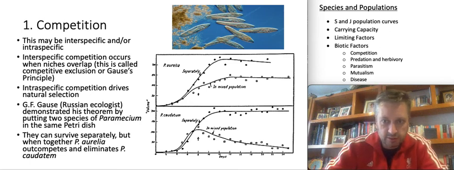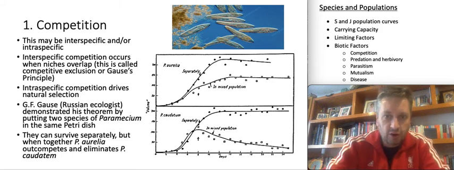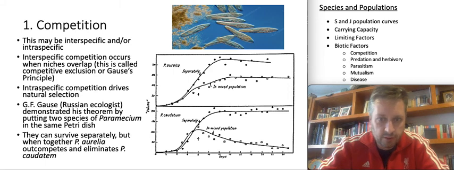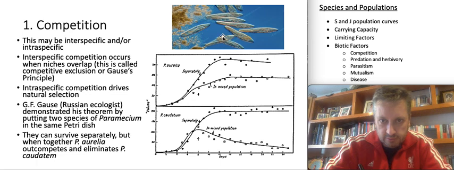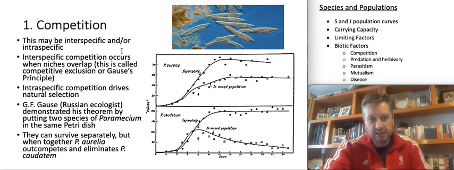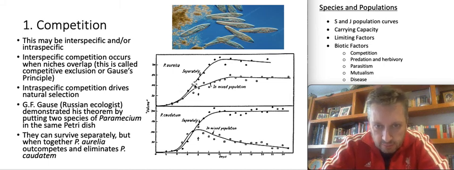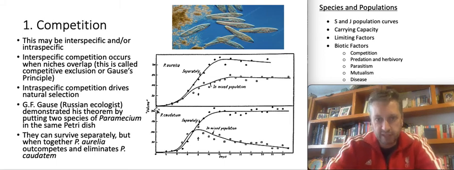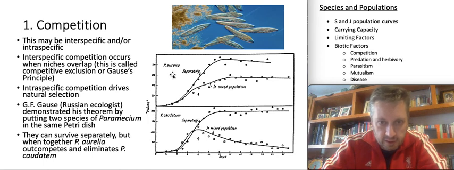Gauss did his studies on a few species of Paramecium, which is a protozoan or protist, a unicellular species that just swims around. And he basically studied and drew population curves for 2 species when they grew separately and then when he put them together. He studied here Paramecium aurelia and Paramecium caudatum.